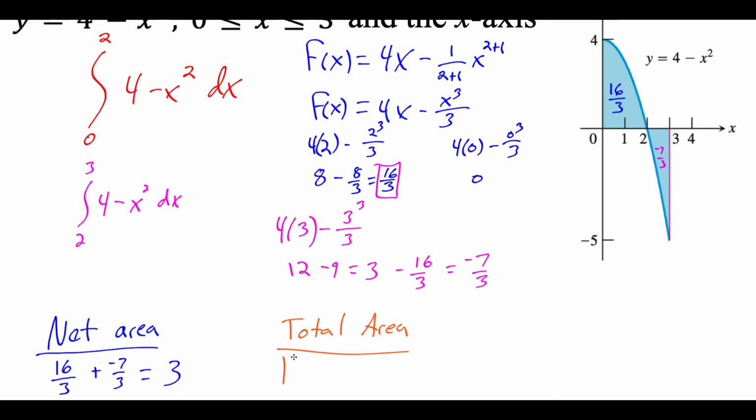So we're going to take the absolute value of that 16 thirds. Now that's already positive, so it's not going to change anything. But we're going to add on the absolute value of that negative 7 thirds. So that's going to turn that into a positive value. So then if we take 16 thirds plus 7 thirds, then we end up getting 23 thirds as our total area between the curve and our x-axis.